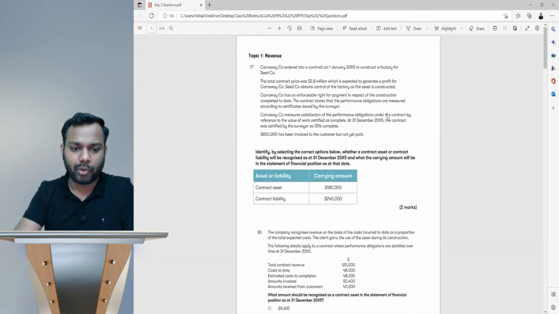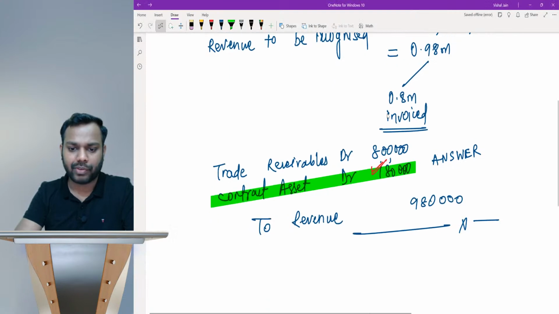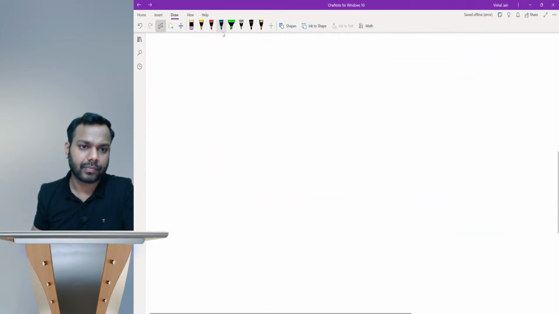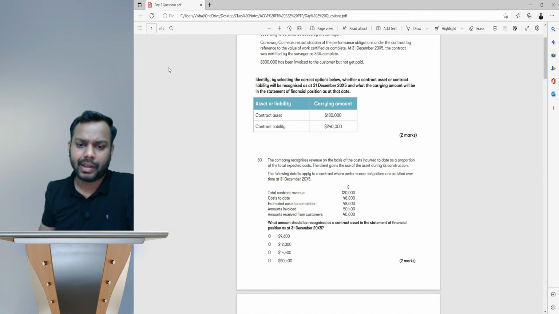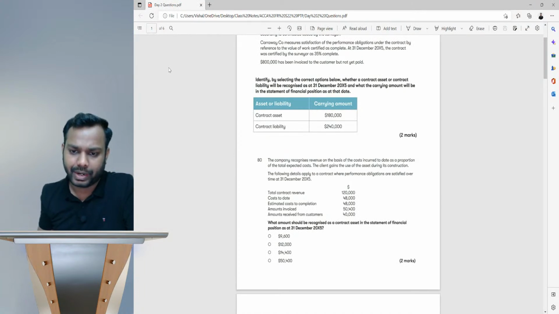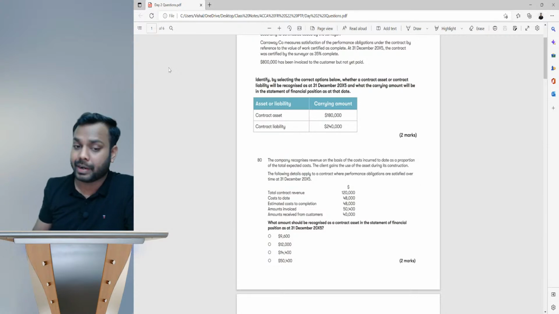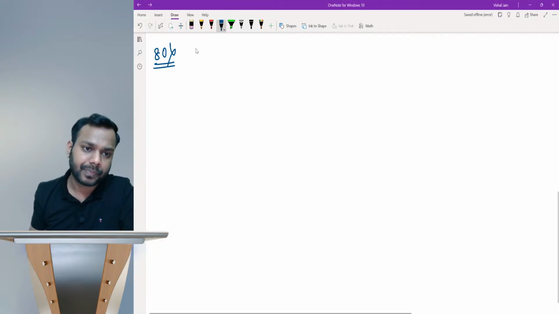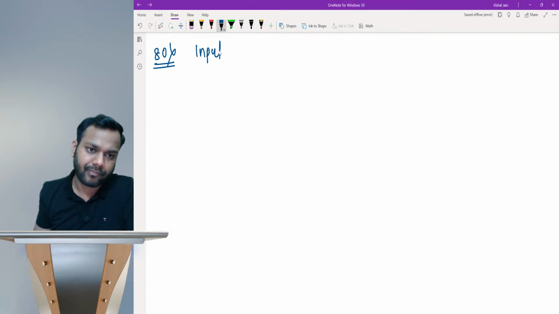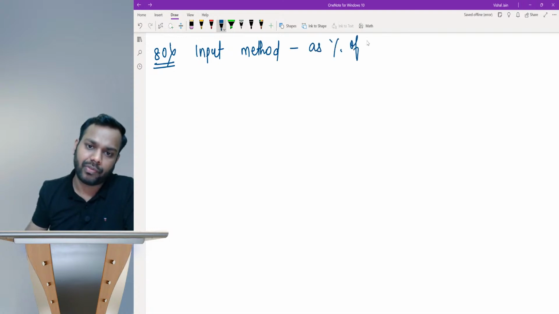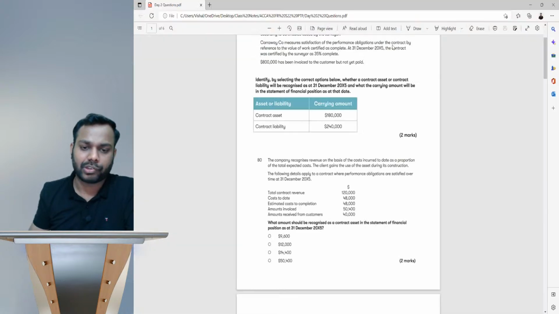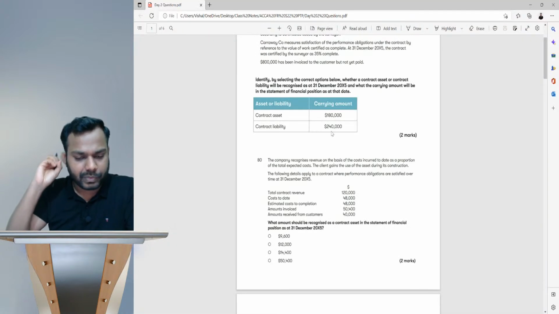Okay, now let's solve one more question, question number 80. The company recognizes revenue on the basis of cost incurred to the date as a proportion of the total expected cost, means input method, right? Let's write here input method, that is as a percentage of costs. Now see, this is the data given.